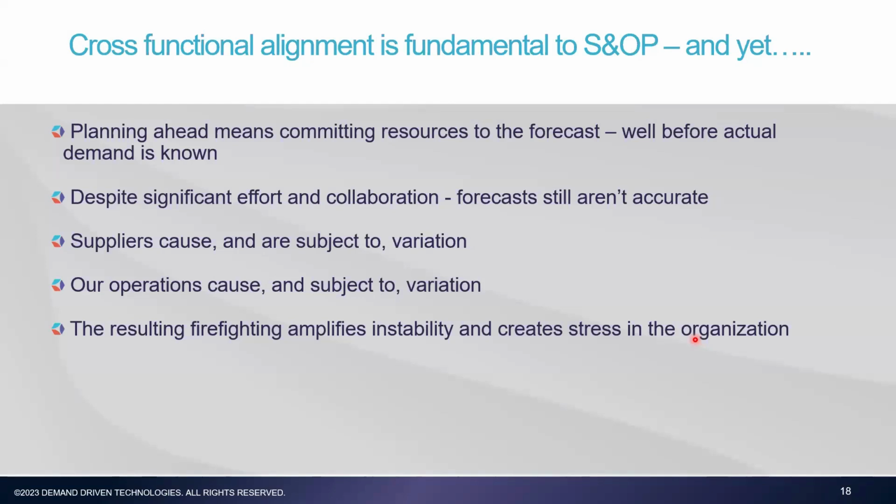All the effort that we put in yields these inaccurate forecasts. We start losing our energy and our confidence levels about that. Our suppliers can both cause and be subject to variation. It could be because they have issues on their own side, or because we're making changes to them that they're not in a good position to deal with. So it's kind of a two-way street on that front.